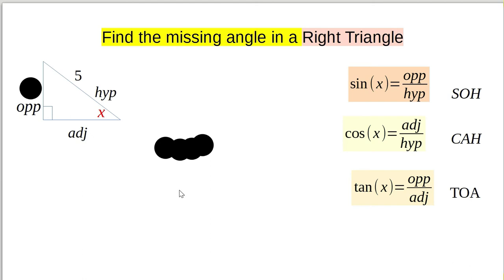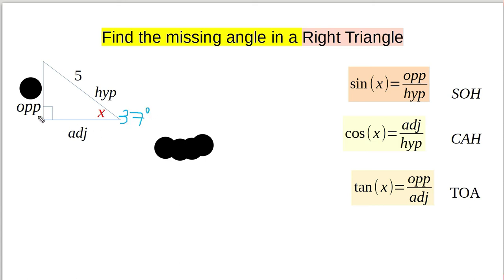Now imagine we have another question. We have a question where we are not given the opposite side, neither are we given the adjacent side, and we are luckily given the angle. What the question is, we want to find the adjacent side. So let's see what we will do. The angle we are given is 37 degrees.